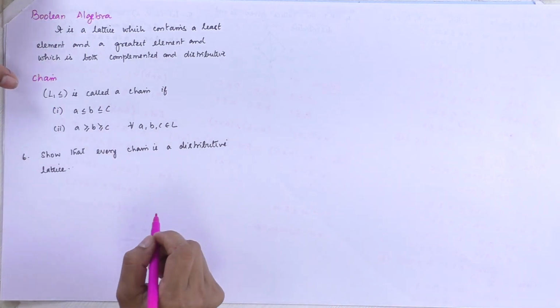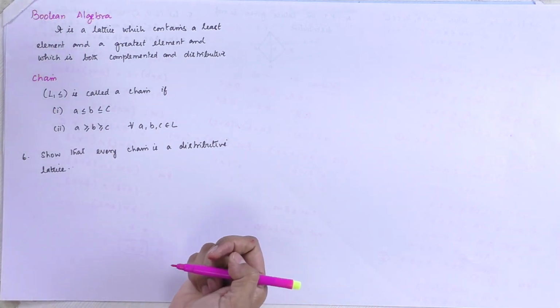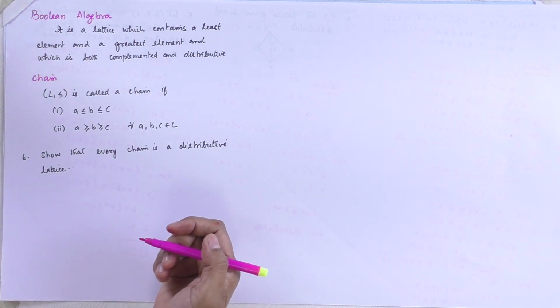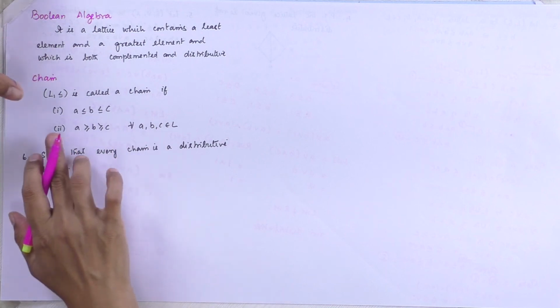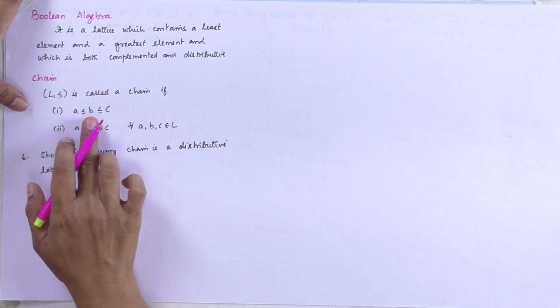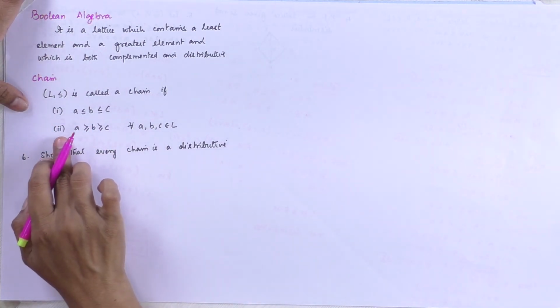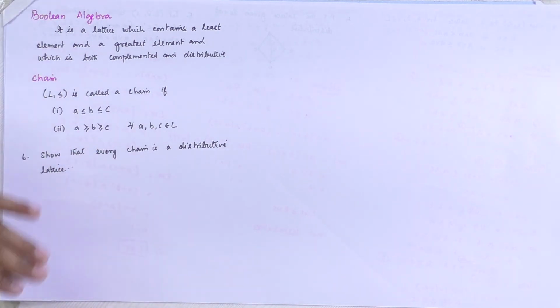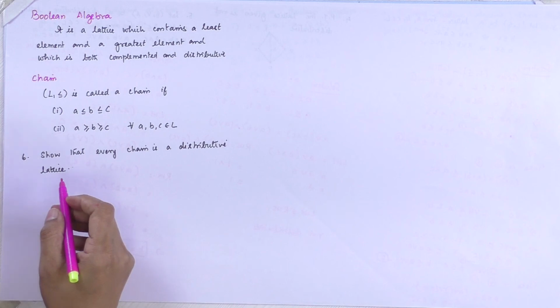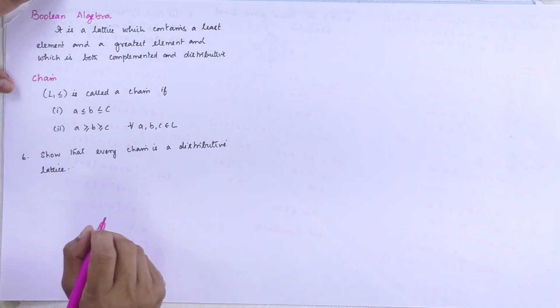So next is chain. Any lattice is said to be chain if it satisfies two conditions. That is, if I have 3 elements in the lattice L, first case says that A less than or equal to B less than or equal to C, and the next case says that A greater than or equal to B greater than or equal to C. So this is called as a chain. Chain, it has to be related. Show that every chain is a distributive lattice.